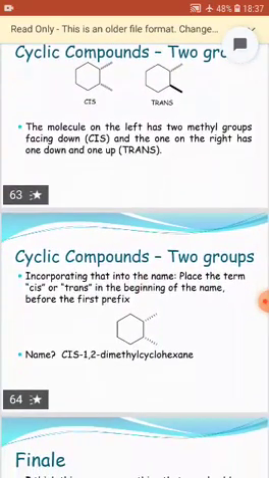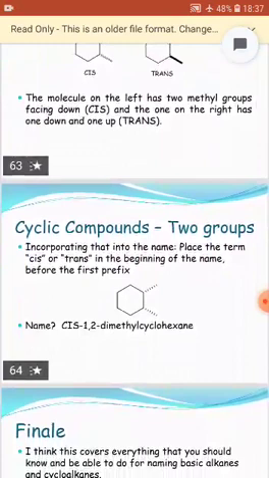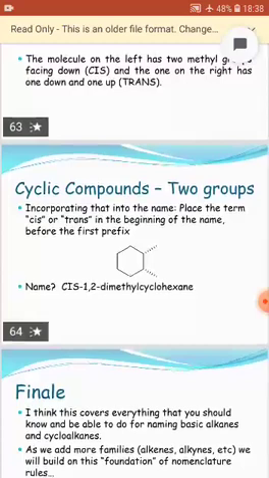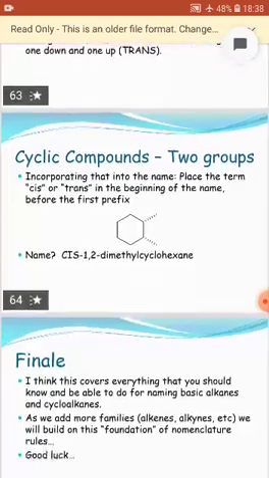Cyclic compounds, two groups. Incorporating that into the name, place the term cis or trans at the beginning of the name before the first prefix. Name: cis 1,2 dimethyl cyclohexane.